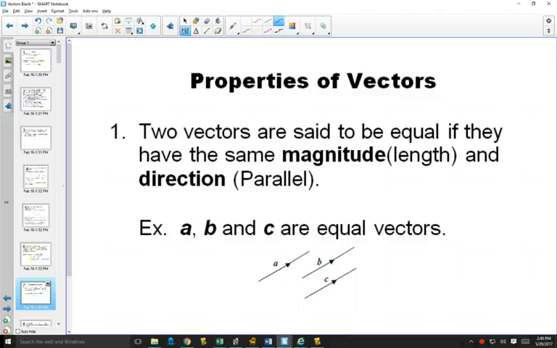Some properties of vectors, we say two vectors are equal if they have the same length and the same direction. So that's going to be important. So A and B and C are all equal vectors here because they all go in the same direction and have the same length. It doesn't matter where they start or where they end as long as they have that same direction and same length.